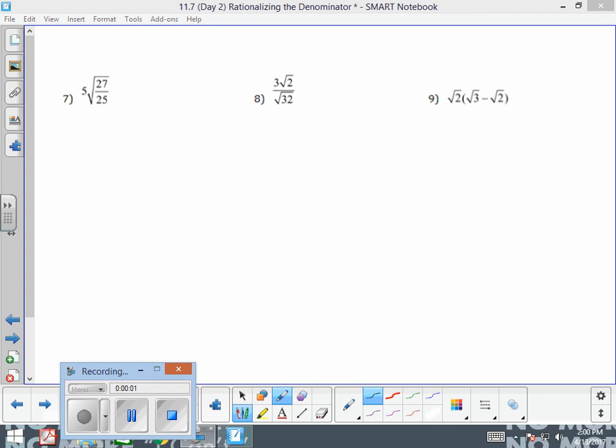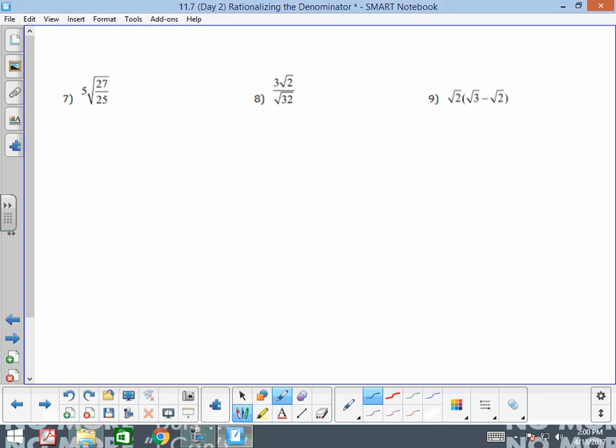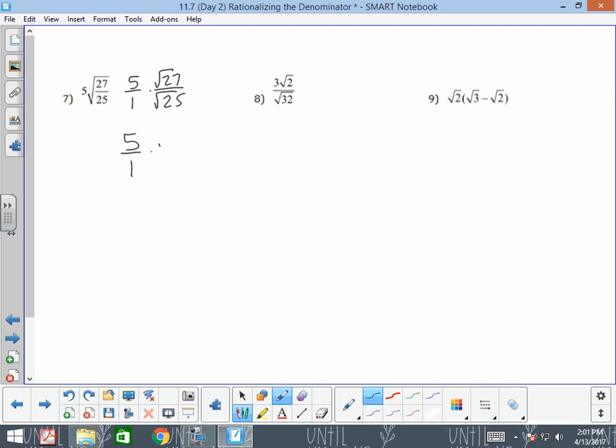Okay, so let's look at a few more examples of simplifying fractions and also distributive property. So this is 5 over 1 times the square root of 27 over the square root of 25. So the square root of 25 is 5. So this reduces. The 5 reduced both by 5. So now I have the square root of 27.